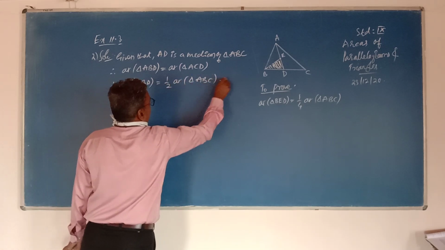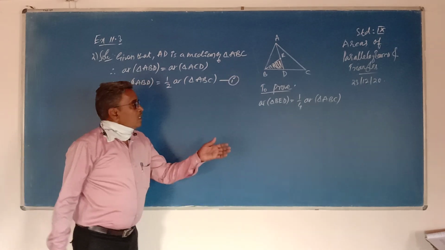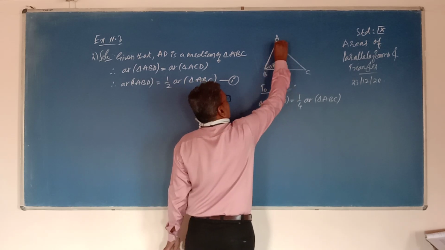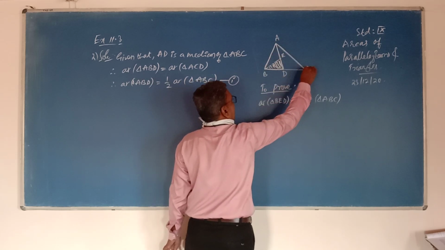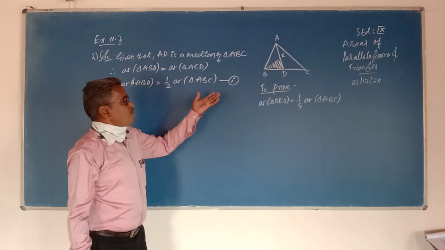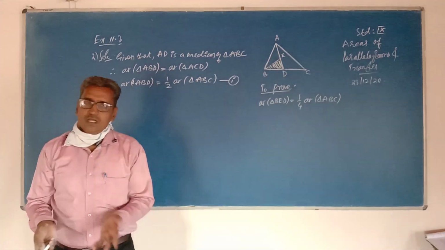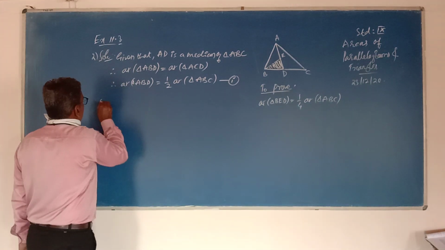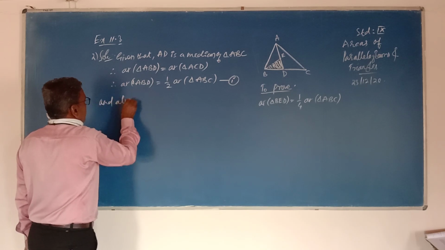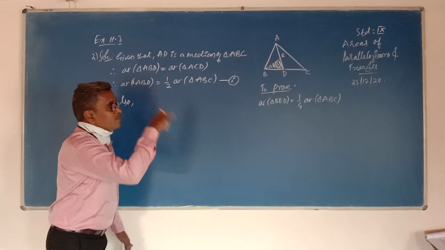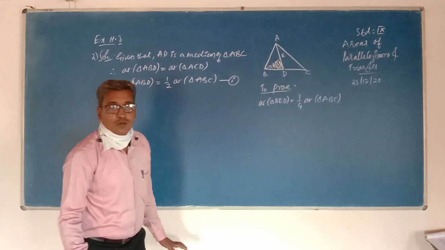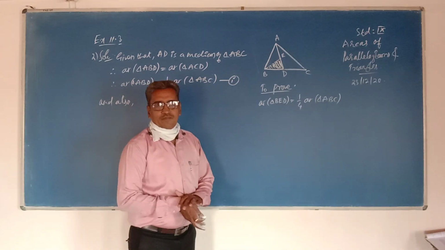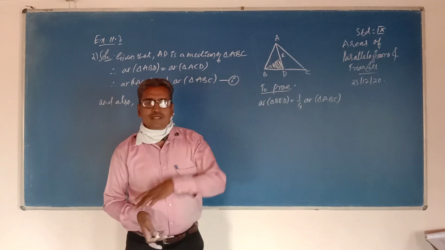Correct? This is question number 1. Area of triangle ABD is equal to area of triangle ACD, means area of ABD is half of ABC. Yes, area of triangle ABD is half of ABC, and also E is the midpoint of AD. Very important point they are given. If they are not given, we cannot prove. E is midpoint of AD, means BE is median.